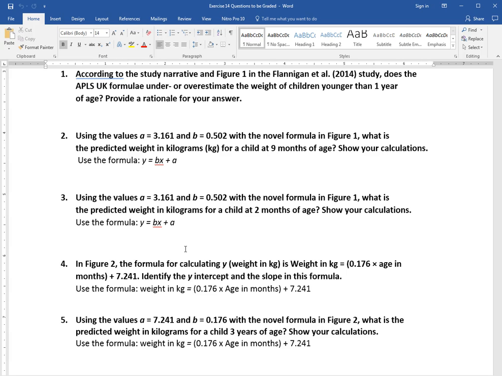Remember, with regression, we're trying to find the best predicted value. We're trying to make the best prediction that we can. So if we use this formula, do you think it's going to be a pretty good prediction or not?